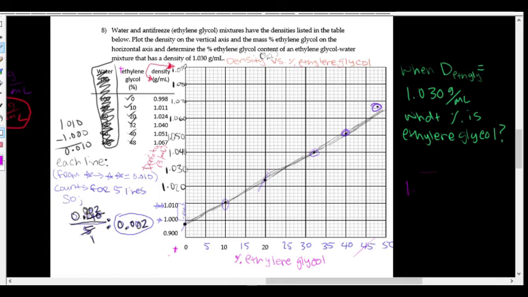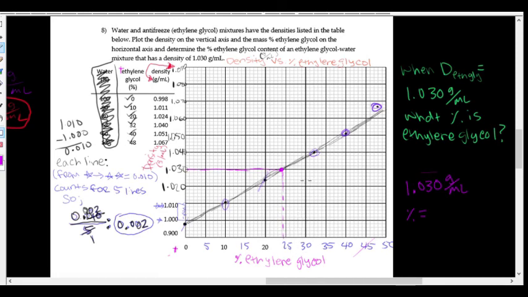Okay, now we're going to answer the question. So we want to go over to 1.030 grams per milliliter and find out what the percent equals. So coming over here, it looks like mine crosses right there. Now yours might be different. Actually, it should be different. So it looks like I'm going to go right here, and you would draw a dashed line to this. And then I'm going to go down. Something similar to that when you do it.